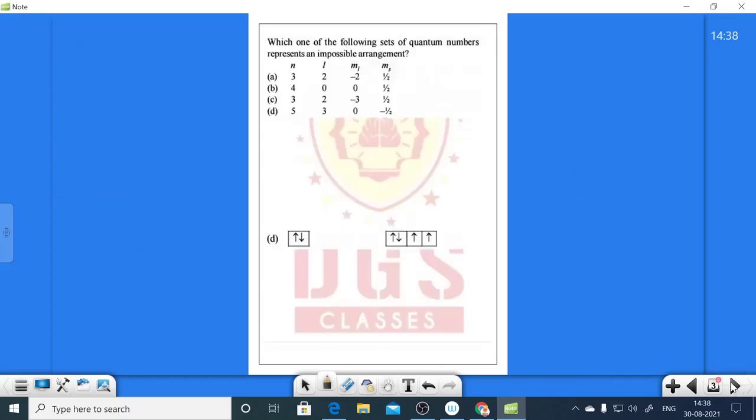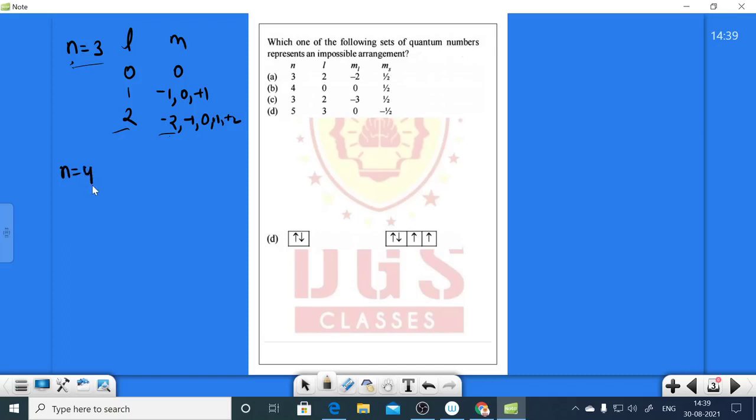Which one of the following sets of quantum numbers represents an impossible arrangement? So my dear students, we have to check each option. Option number 1 is n equal to 3. For n equal to 3, we all know that l can assume values of 0, 1, 2. m can be 0, then minus 1, 0, plus 1, then minus 2, minus 1, 0, plus 1, plus 2. So n 3, l 2, m minus 2. Yes, and spin definitely can assume a value of plus half.